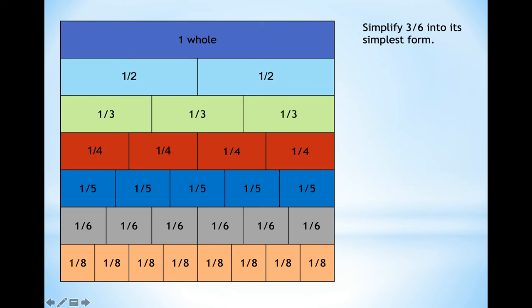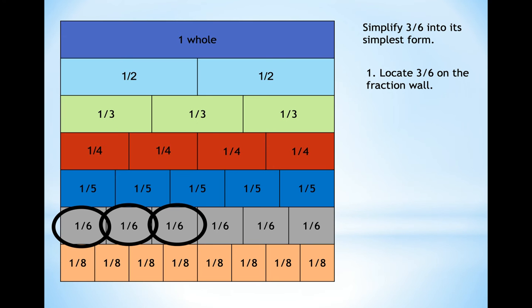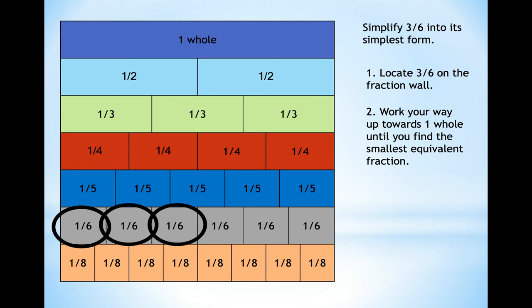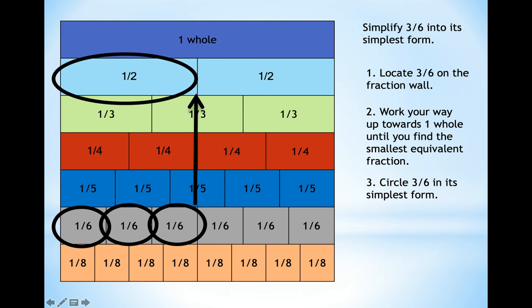So one way we can simplify the fraction into its simplest form is by using a fraction wall. So the first thing I'm going to do is locate 3/6 on the fraction wall. 1, 2, 3. Then I'm going to work my way up towards a whole until I find the smallest equivalent fraction. So if I go up, I can see that 1/2 is 3/6 in its simplest form.